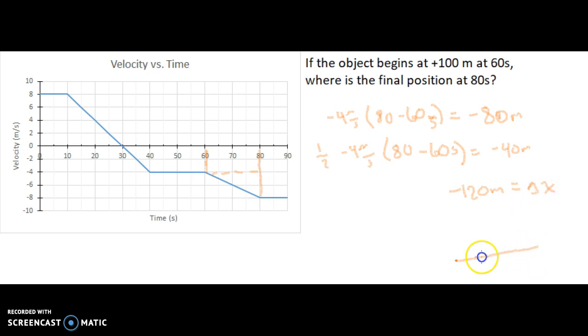So if we look at this from a number line, whoops, that's the worst line ever. If we look at this from a number line perspective, and I apologize for the slant here, if we begin at positive 100 and head -120, we will go past the origin and wind up at -20.